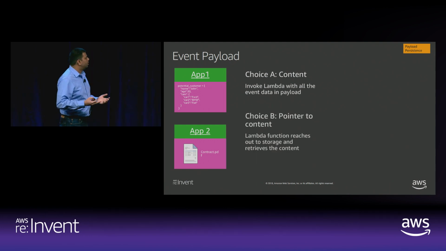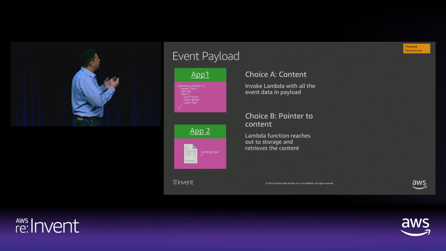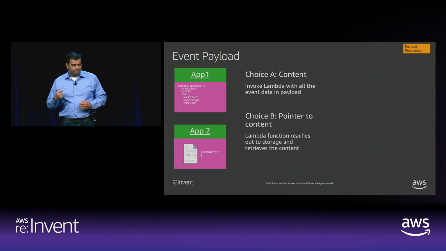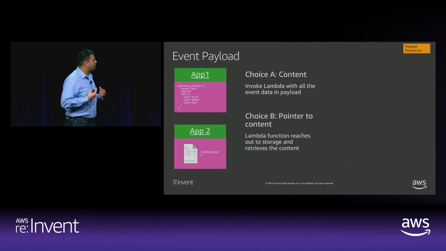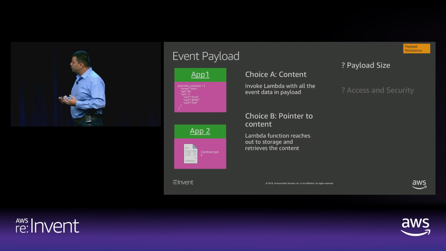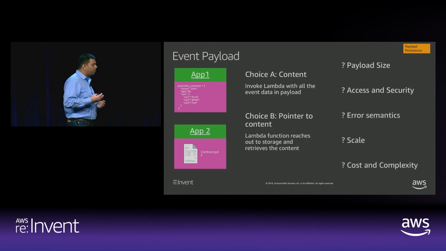And the second choice is you can put all of the event data in a persistent store and then invoke Lambda with a pointer to that particular event. And so on face value, it may first seem that, OK, choice A is better for app 1, and choice B is better for app 2. But it's not really that trivial. You need to look at all of these considerations when you make a decision.